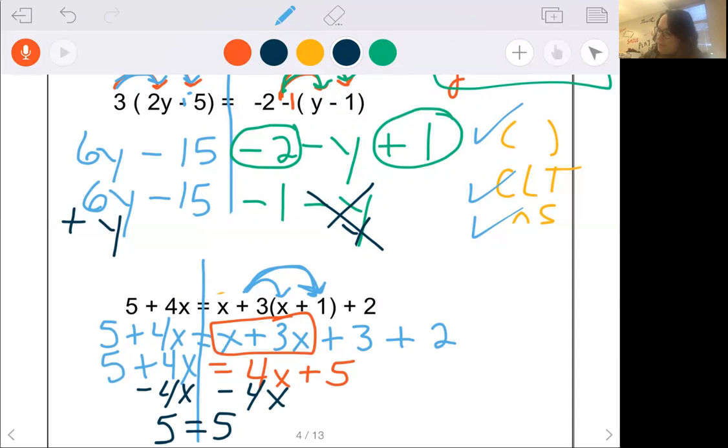Right here at this spot, you'll notice these are the exact same equation. They're equal no matter what. So that's what, when you get 5 equals 5, that means the answer is all real numbers.